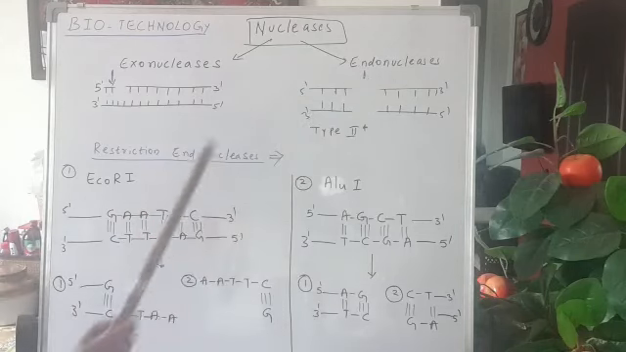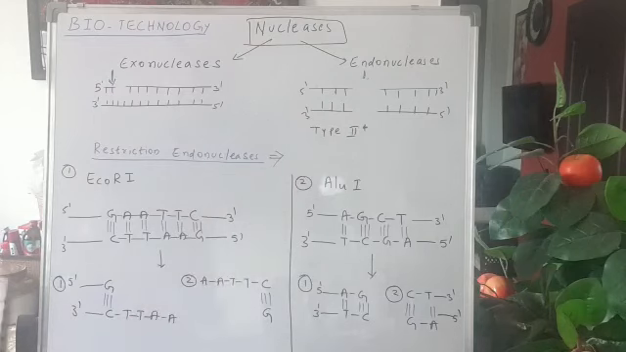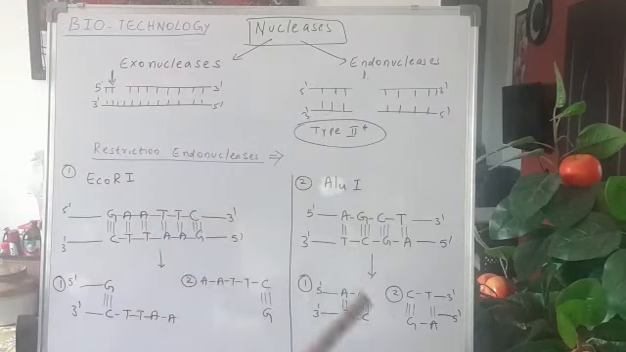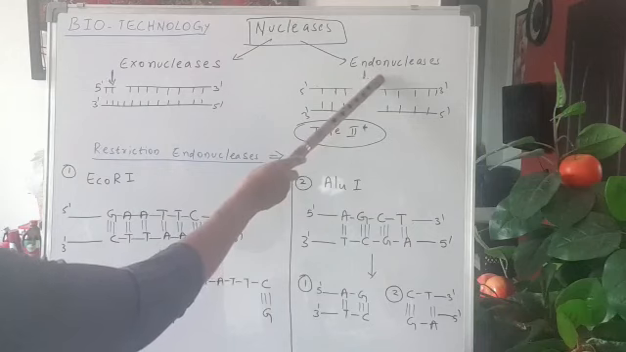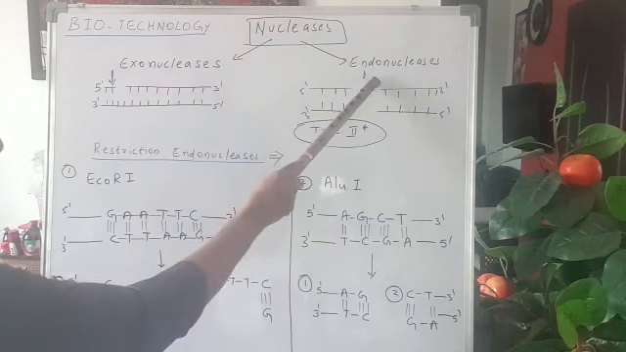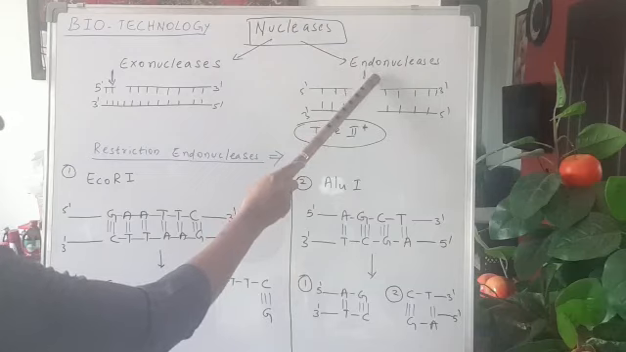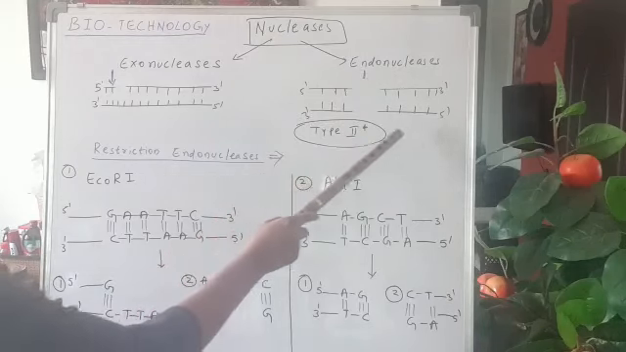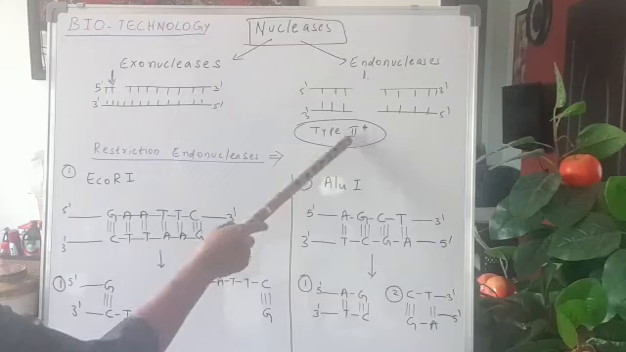Endonucleases are again of three types: type 1, type 2, type 3. But in the rDNA technology, we use type 2 restriction endonucleases. So what you have to remember is endonucleases are considered as molecular scissors or biological scissors. Restriction endonucleases are the enzymes which we are using in the rDNA technology, and these are specifically recognized as restriction enzymes, molecular scissors, and they are again of three types: type 1, type 2, type 3. In that we use type 2 type of the endonucleases majorly in the rDNA technology.